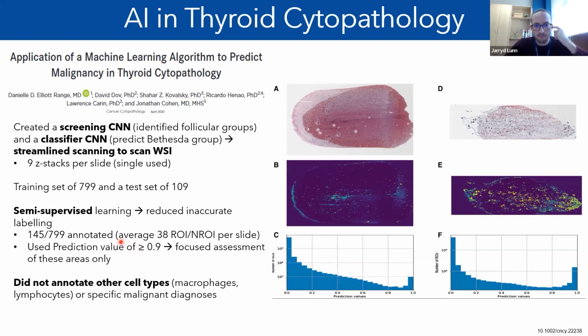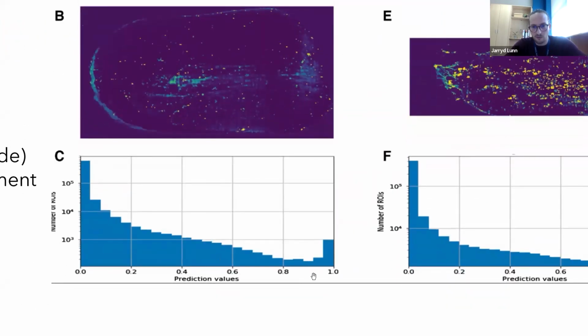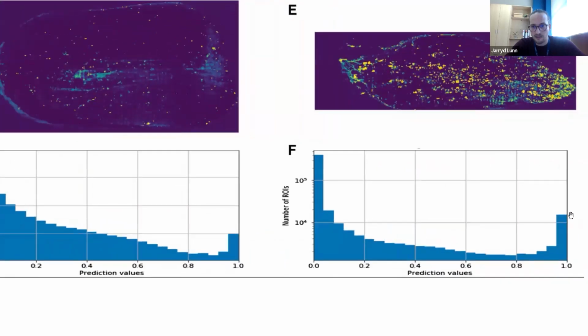They used a prediction value of greater than 0.9. And what this means is that the machine had to be more than effectively 90% sure of itself in order for those groups to be considered in the diagnostic algorithms. And what that looks like on these slides is really just these small areas over here on these histograms. All of this data that was found, of these regions of interest that were found on the slide, were ignored.